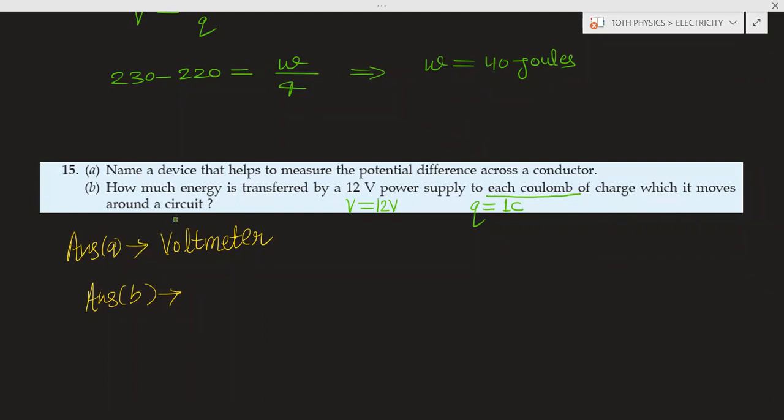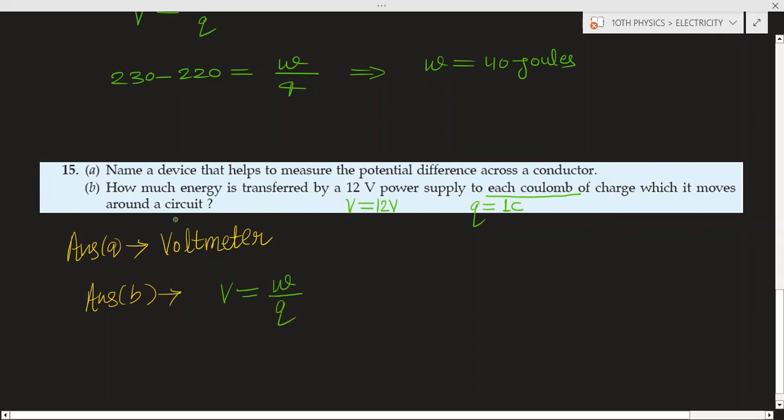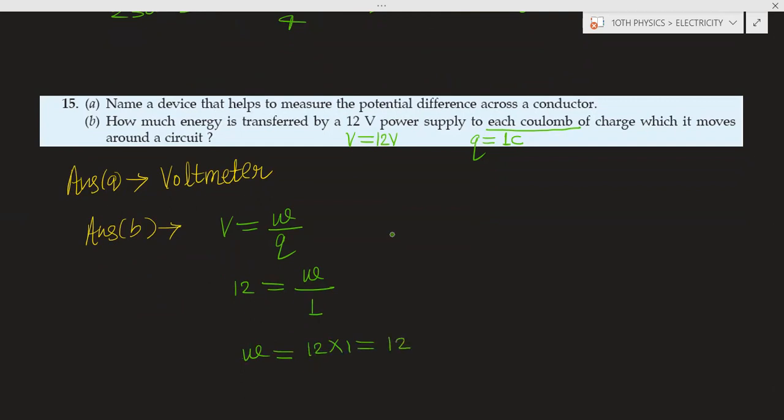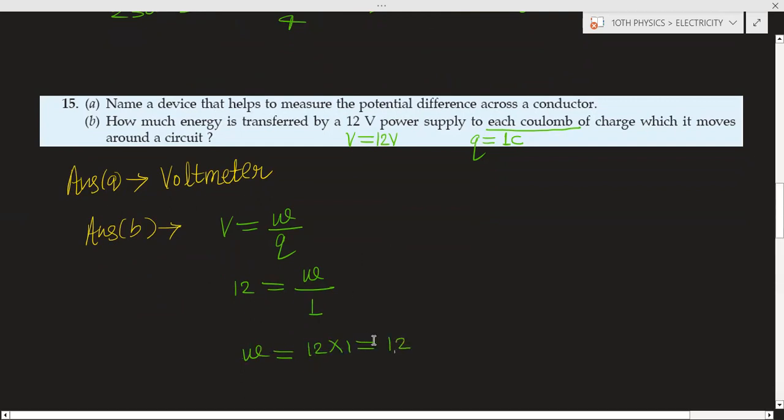Okay. So basically we want to find the energy. So we have this formula: potential difference is equal to work done divided by the charge. So first calculate the work done. The potential difference value V is 12. We will put here work done, which we want to find, and charge is 1 coulomb. So what we will get? Work, we will get 12 into 1, means 12. And what is the SI unit of work? Joule.